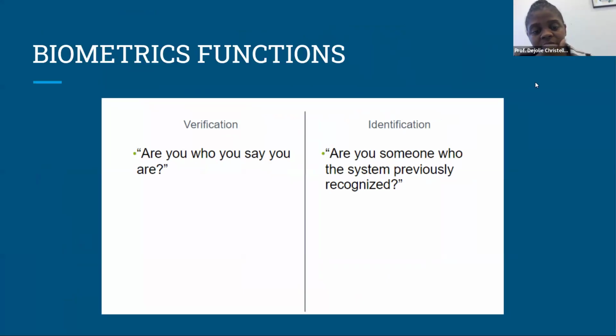How do they verify? Are you who you say you are? How do they identify? Are you someone who the system previously recognized? You got this, right, Fred? Or Alicia? Yes, I understand. That's actually how they verify and identify.